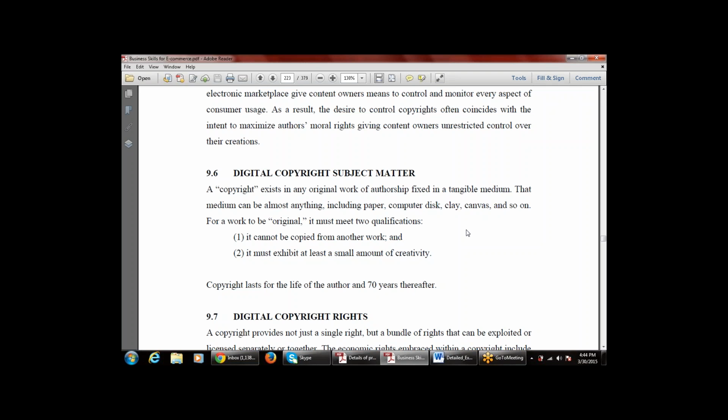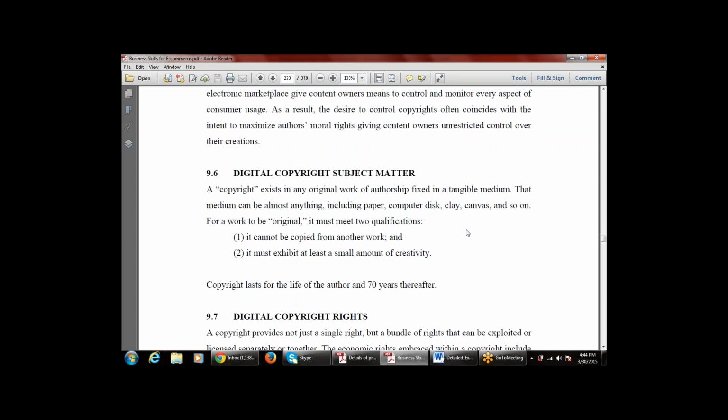Copyright lasts for the life of the author and 70 years thereafter. So for a work to be original, it must include the two qualifications. What are they? It cannot be copied from another work, and it must exhibit at least a small amount of creativity. These are the two qualifications required for a work to be original.